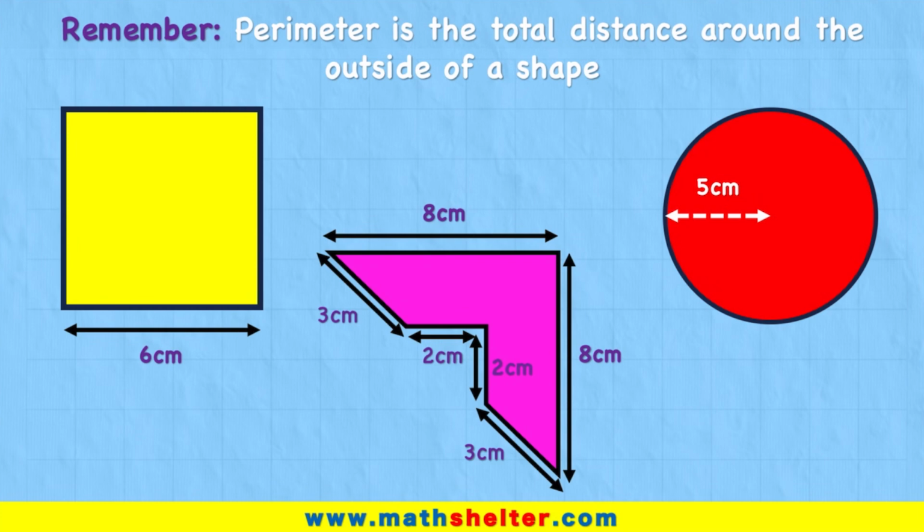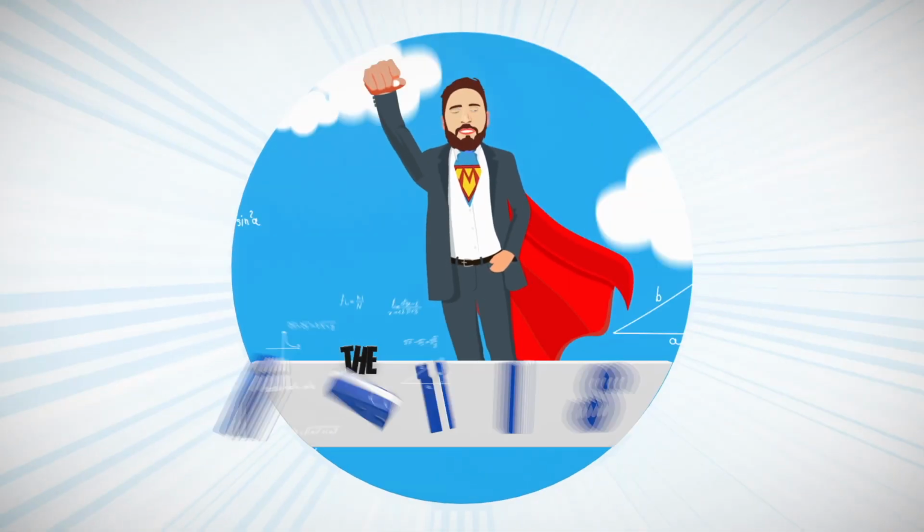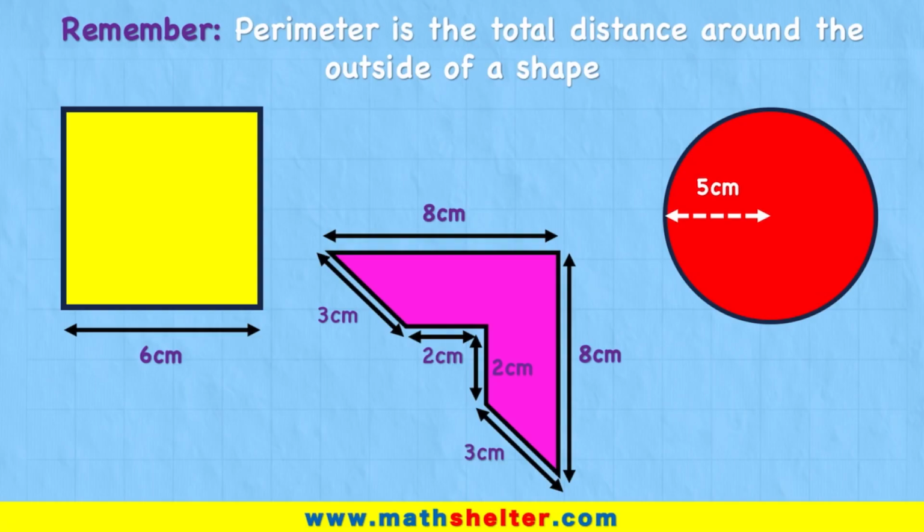Today we're going to be having a little bit of a summary about perimeter and what perimeter means. So let's waste no time, let's go. Okay, so what do we need to remember? Well, we need to remember that the perimeter is the total distance around the outside of a shape.